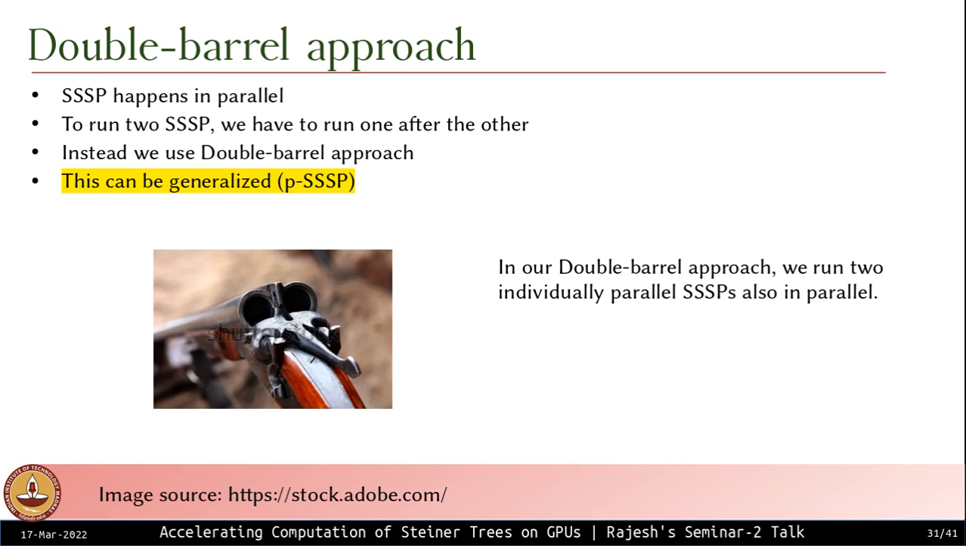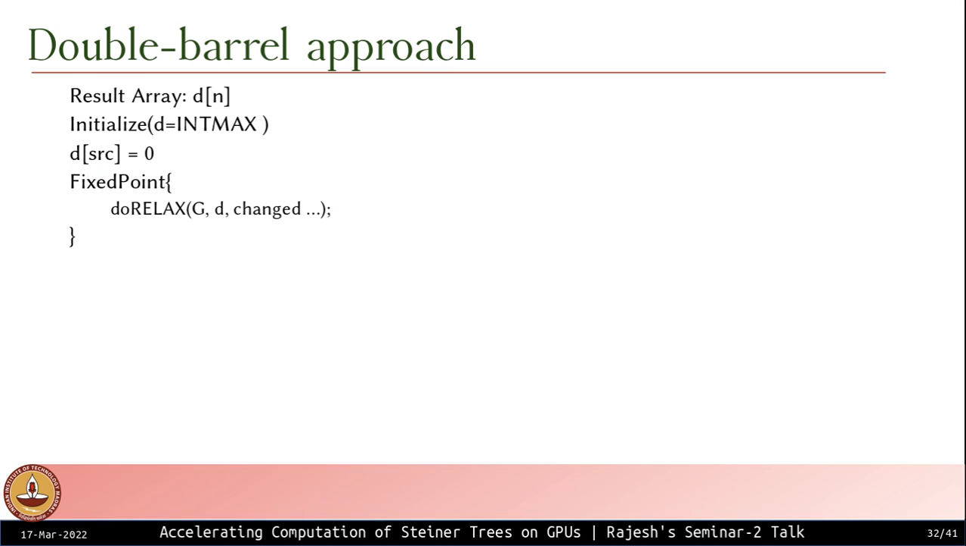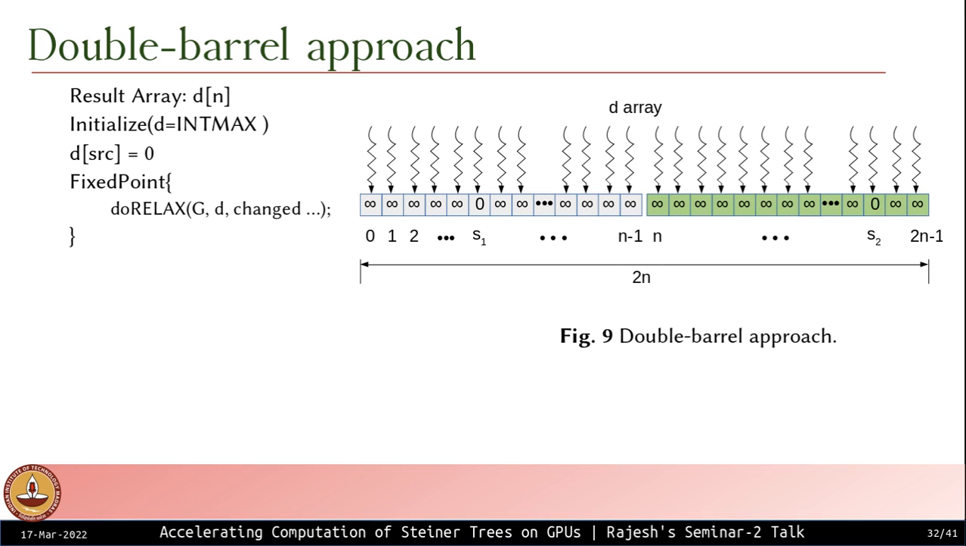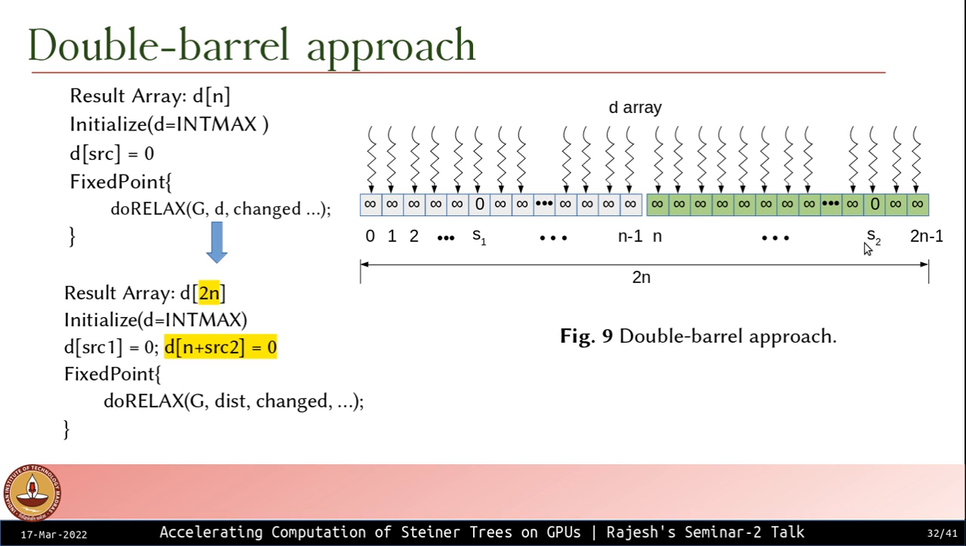So we have a tunable knob to set what parallelization we need to run on, right? To understand more about this double barrel approach, this is the distance array and this is the fixed point computation we have. To mimic loading of two bullets, we basically double the distance arrays. We are highlighting the changes that we did in yellow. So we double the distance arrays and also launch 2n threads instead of n threads.